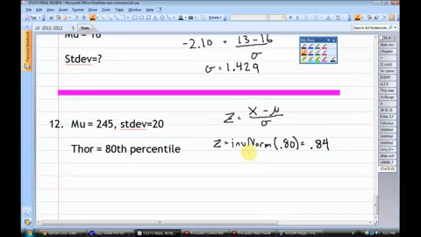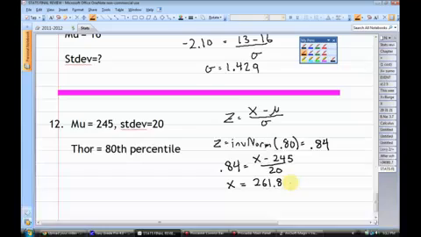Okay. Now that I have my z-score, I can look at the transformation. The z-score equals Thor's weight, which we don't know, minus the average weight, which we do know, divided by the standard deviation. I'm not going to tell you how to do algebra. I got it. 261.8. 261.8 or 262. So about 262 pounds. 262 lbs.